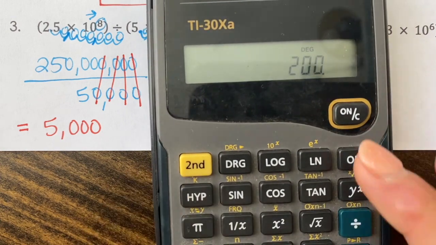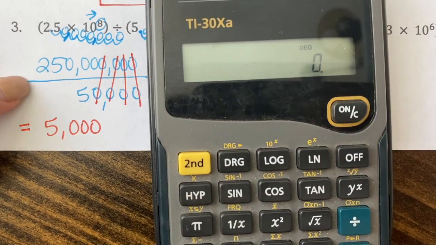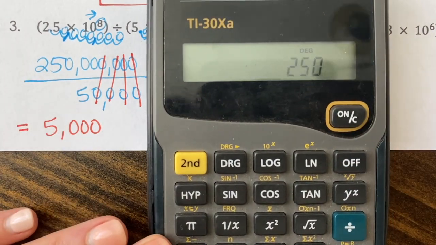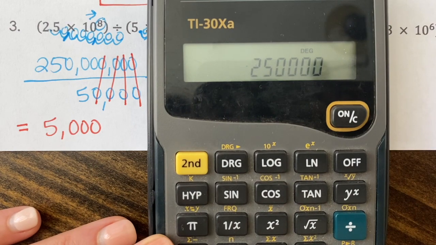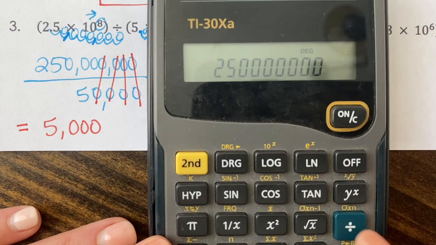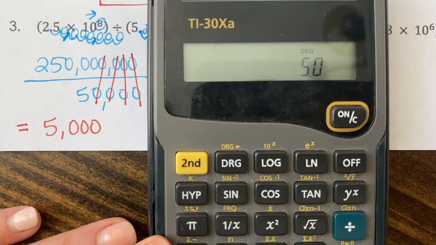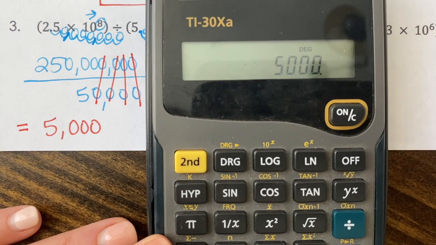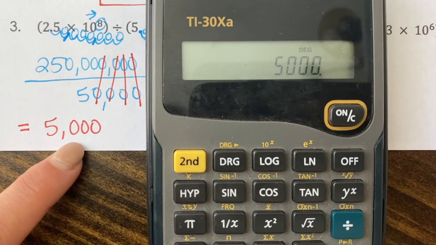All right. Now, calculator time. So if you would like to start with your problem, you can. 250 million, so 1, 2, 3, 1, 2, 3. Always check and make sure you have the right number of zeros. Divided by 50,000, 1, 2, 3, is 5,000. That's the answer we got.